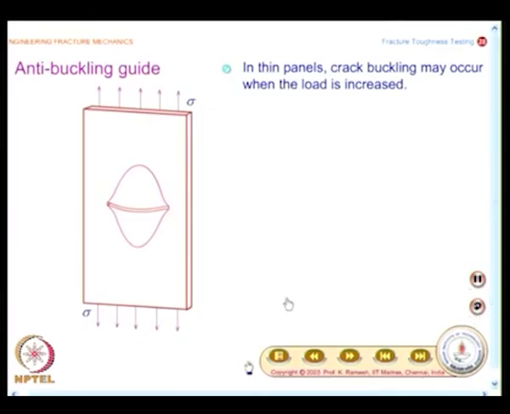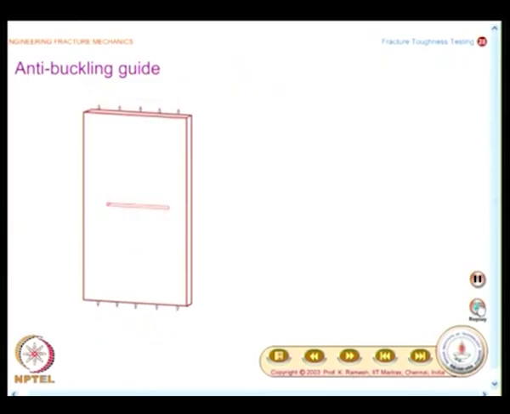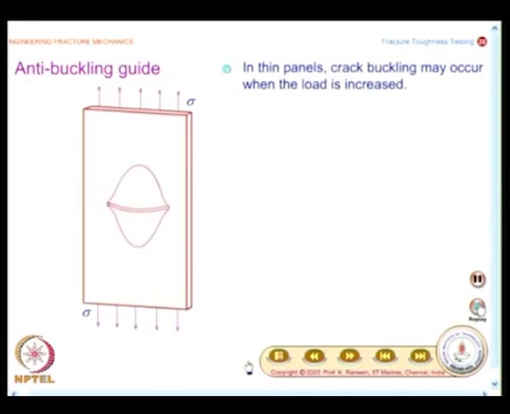And this is a very interesting observation. I have a thin panel and I have a crack, and the title of the slide says it is anti-buckling guide. I will repeat the animation. You could see when the loads are applied, the region near the crack buckles.